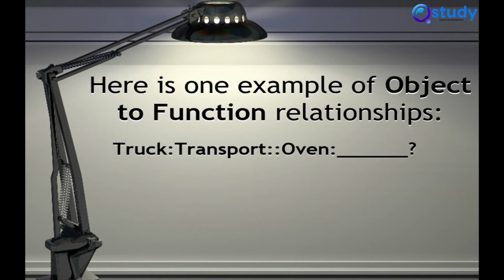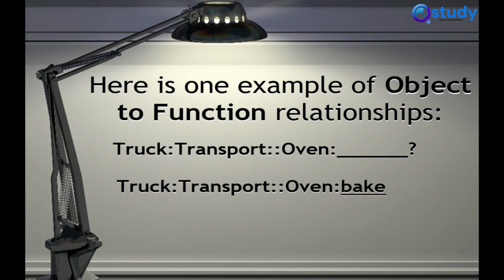Okay, next, here is one example of object to function relationship. Truck is to transport as oven is to. Now for transportation, trucks are used. In a similar way, an oven is used for baking, so oven is to bake.